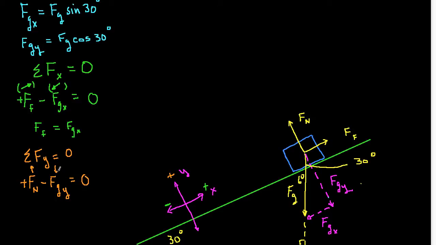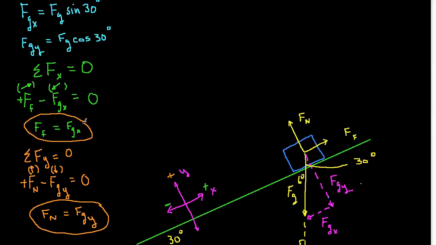This is acting down, which is y, so I decided to make it negative. This is up, so it's positive. So we get that Fn is equal to FGY. Okay, so I have two equations to work with here: this one from summing the forces in the y direction, and this one from summing forces in the x direction.